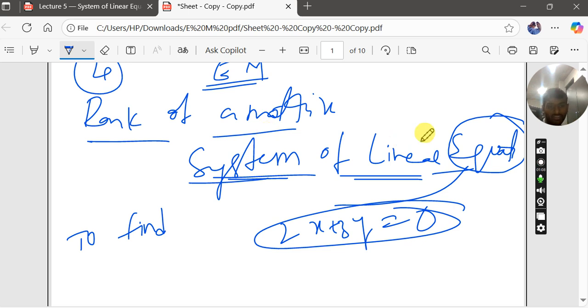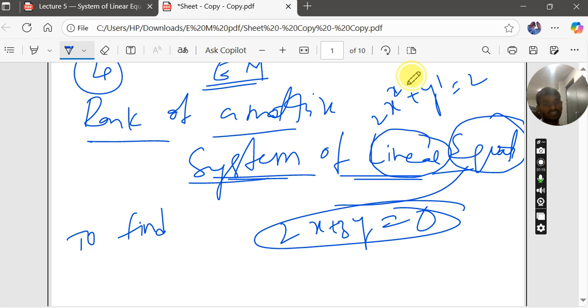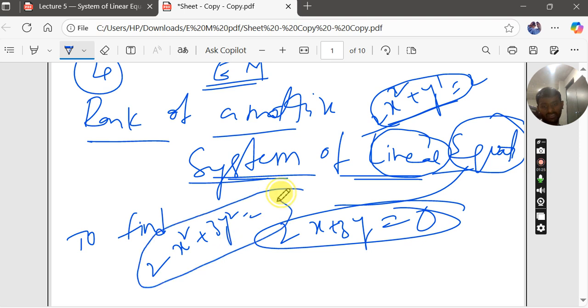And the term linear means the degree should be 1, let's say x power 1, y power 1. For example, 2x square and 2xy do not come under linear expressions. Similarly, 2x square plus 3y square, these are all not linear, these are quadratic. Linear means the degree should be 1. And what is a system? Step by step procedures will be there, and we will see those things.